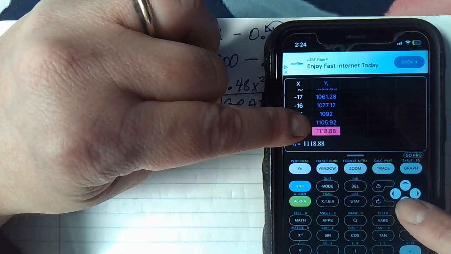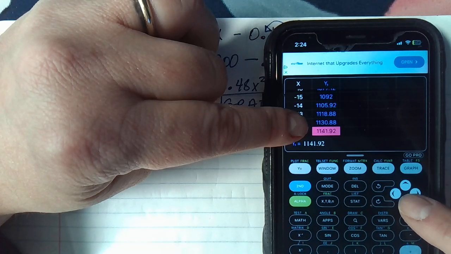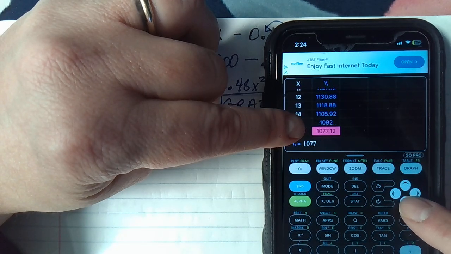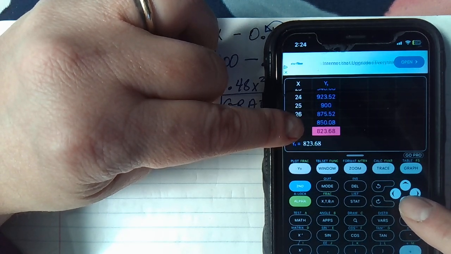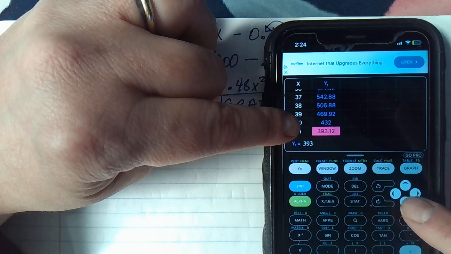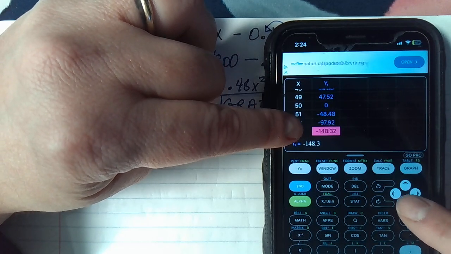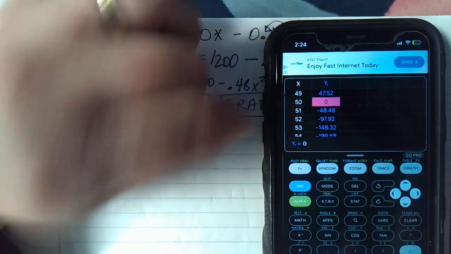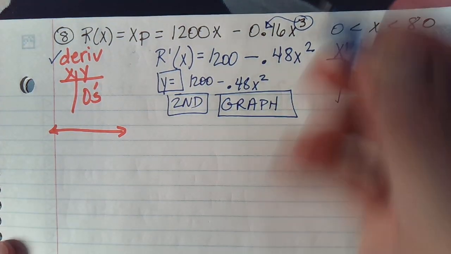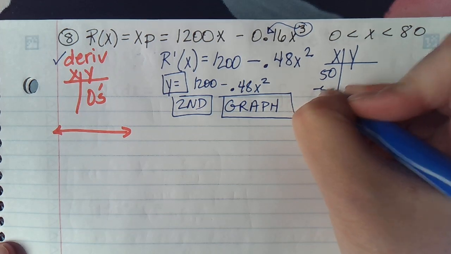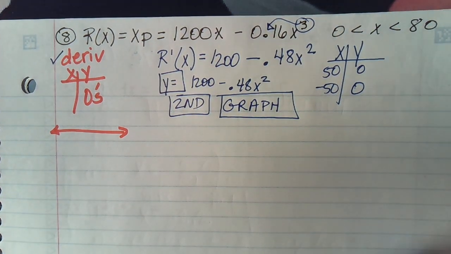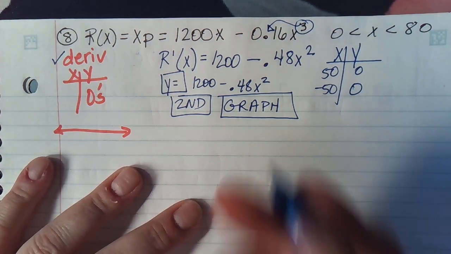They're getting really big, up, up, up. Then they're dropping down again. Okay, the y's are dropping down. Keep going, keep going. We're looking for a 0. Oh, there she was. 50. Okay. So, we got 50 and negative 50. Both have zeros. Okay, now it's time for us to draw the number line.